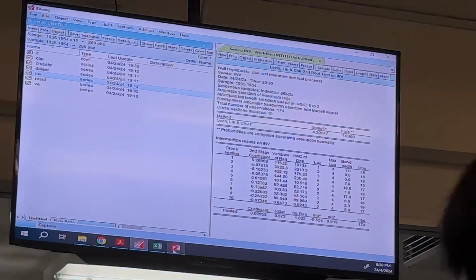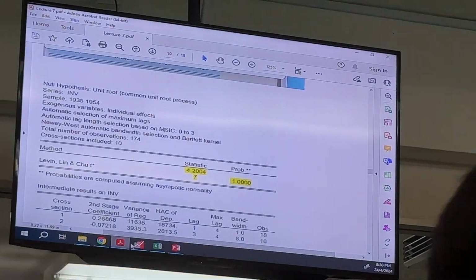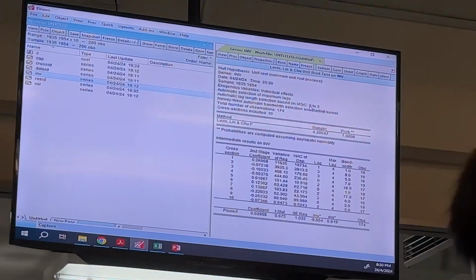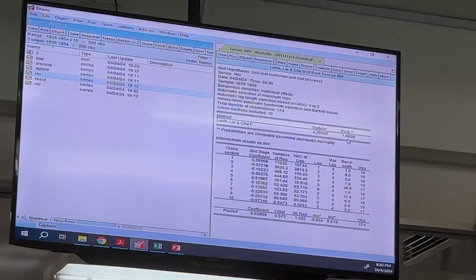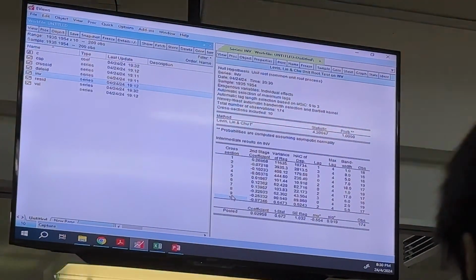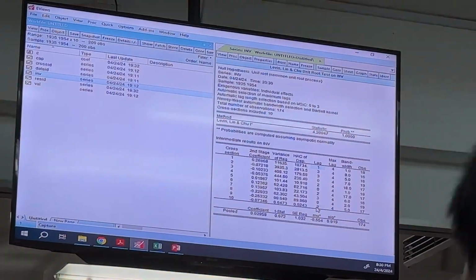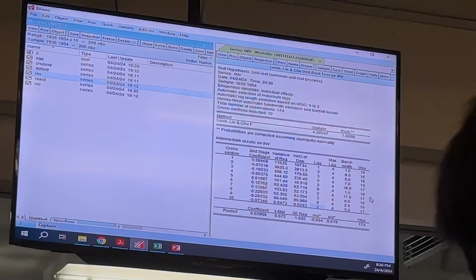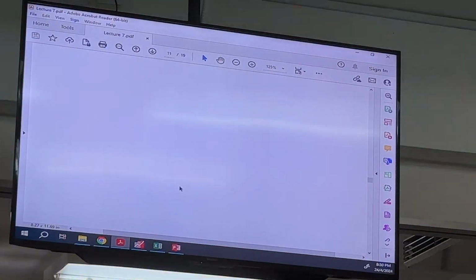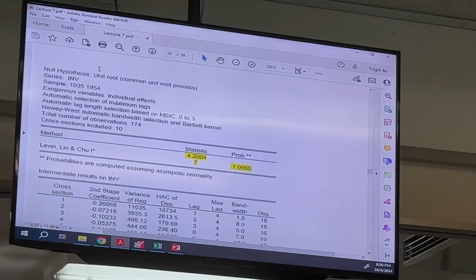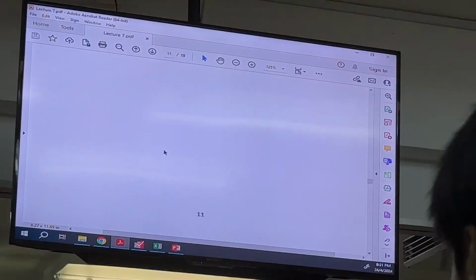Then it's 4.2004, the modified SIC. The p-value is insignificant. If you want to look at the individual cases, you can see the cross-sections up to 10 here. How about the lags? For each one, the maximum lag is 4, but the chosen one is here, with the bandwidth and also the observations. If that's the result, what can you conclude? You fail to reject, so your series investment actually has a unit root, non-stationary. Then you can also test for first difference.